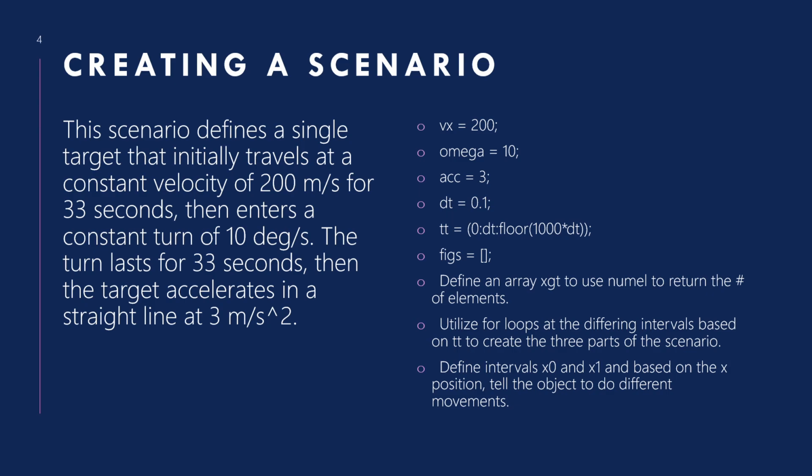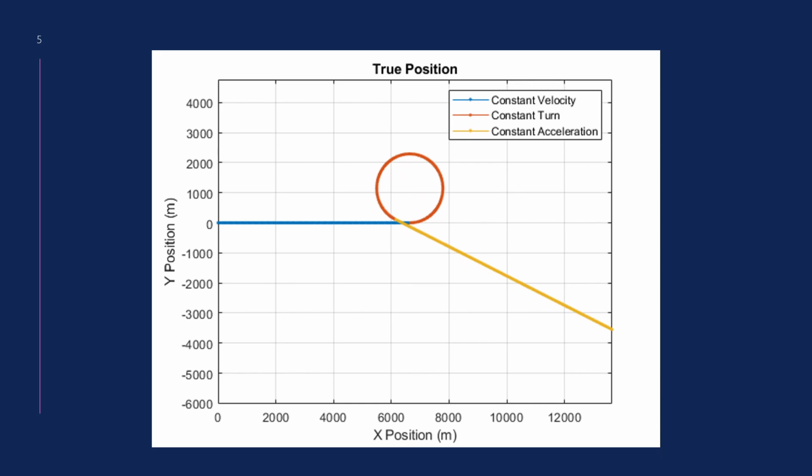To be able to do this, we need to define an array xgt and use numel, which returns the number of elements in that array, and that array is made up of NaN values, which are either single or doubles, so that we don't get any values that are incomprehensible to the computer. We're going to utilize a ton of for loops at the differing intervals based on TT to create the three parts of the scenario, so that it'll keep on overlapping until the 33 seconds is up, and then it'll start the new scenario. All these intervals are going to be defined as x initial or x1 based on the x position and the amount of seconds that have gone by, which tell the object which phase of the scenario it's in and what it needs to do.